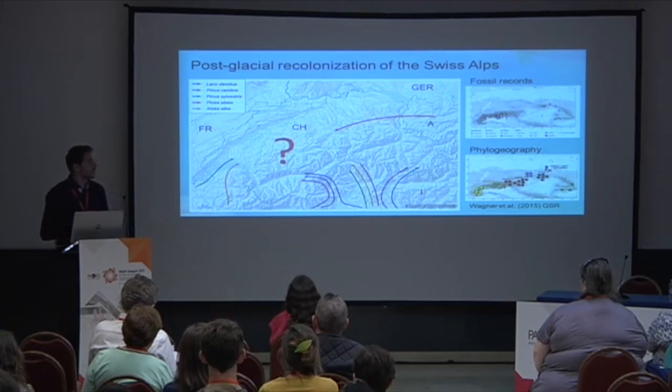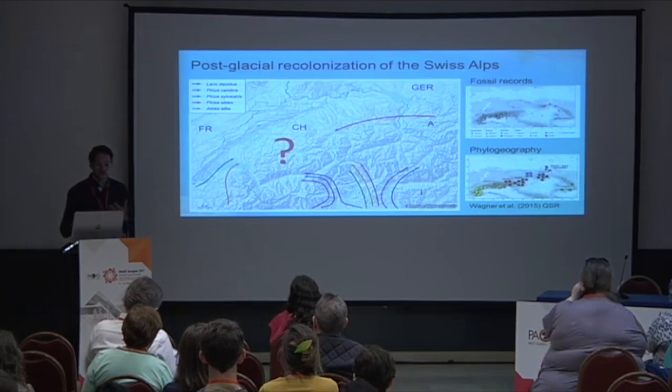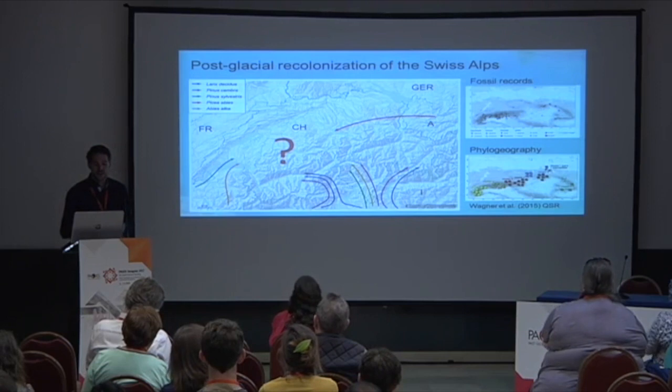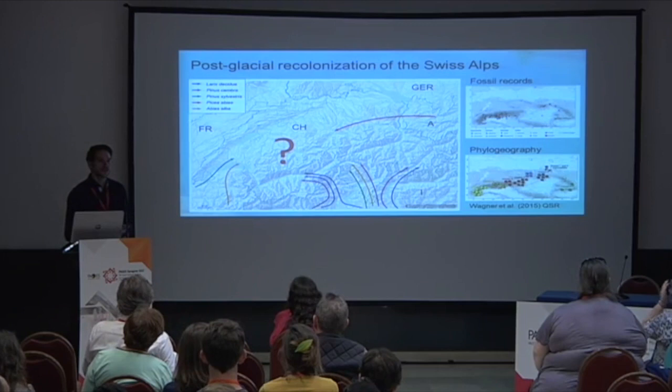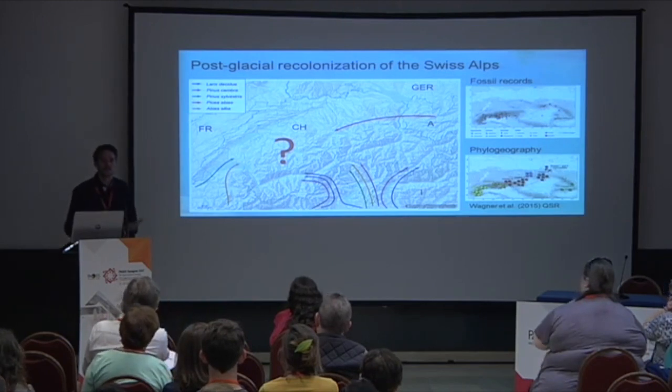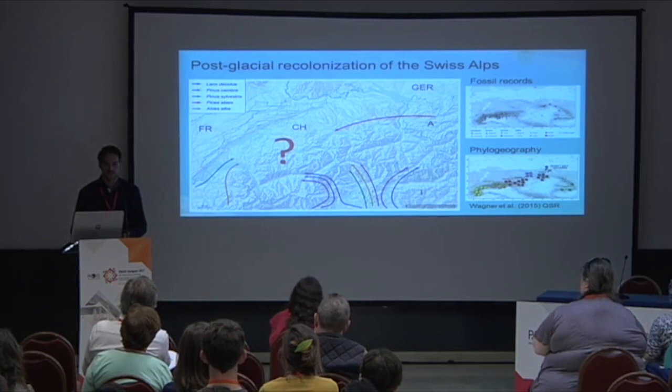phylogeography only gives you a snapshot of the present-day diversity, which you can, of course, use to infer past genetic variation. But there might have been populations that went extinct in the course of the Holocene, or, for example, if there's a human disturbance that causes a drastic reduction in population size, you might also lose a large chunk of the genetic information there.